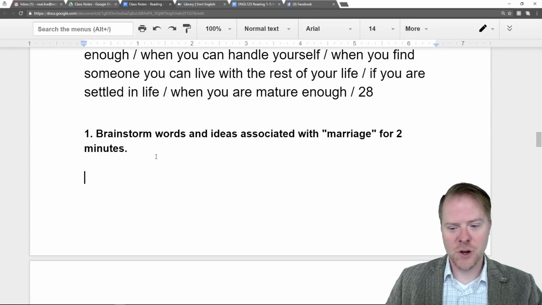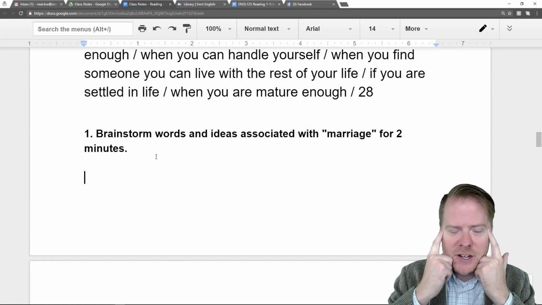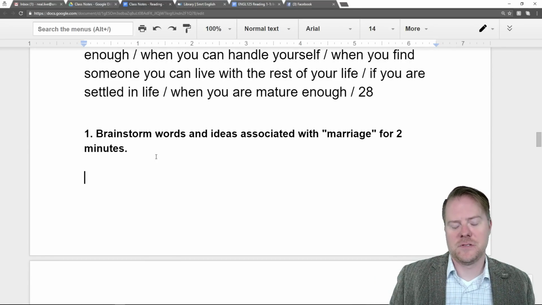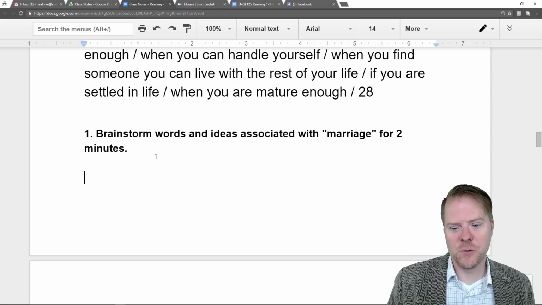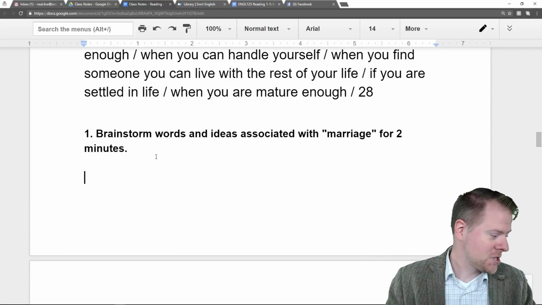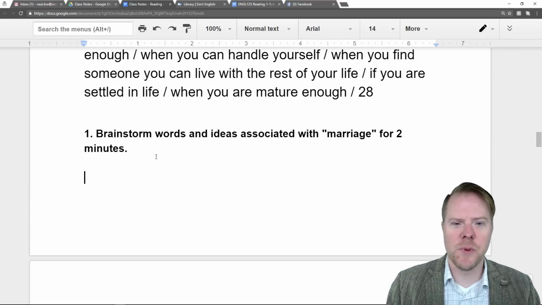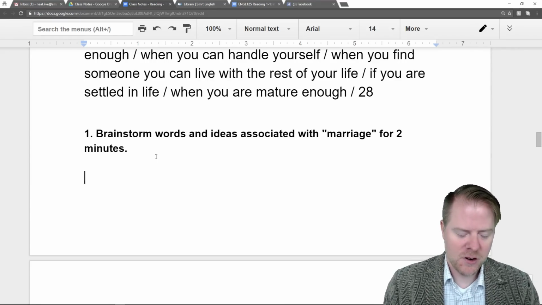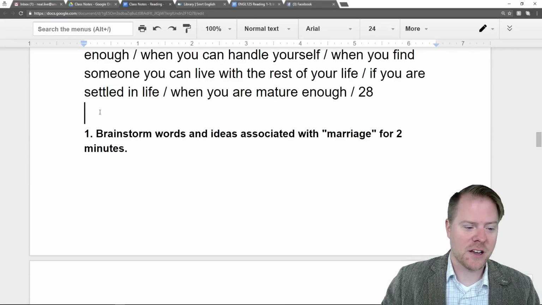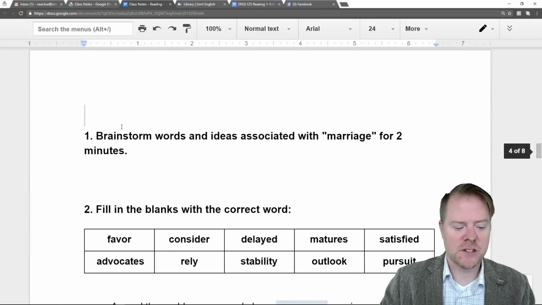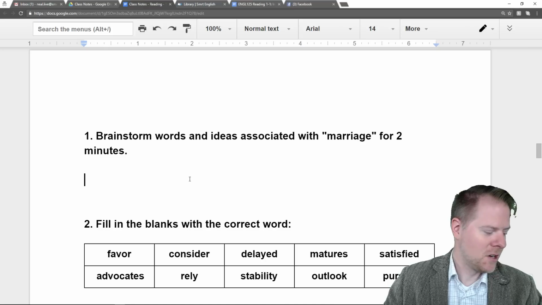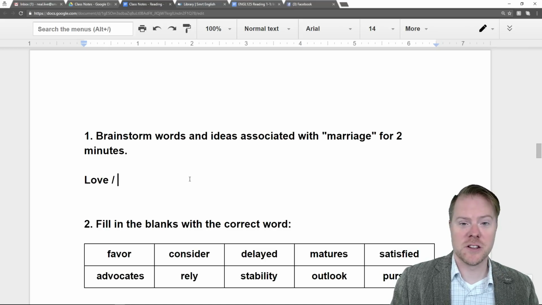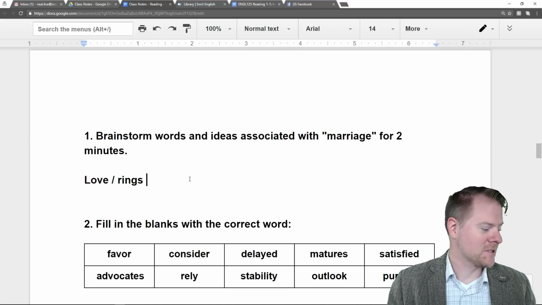Let's brainstorm. So when you think of the word marriage, what do you think of? Can you give me some other words or phrases you think of when you think of the word marriage? What are some other things that come to mind? What do you think about when you think about marriage? Love, of course. Hopefully there's love involved, right? Rings.